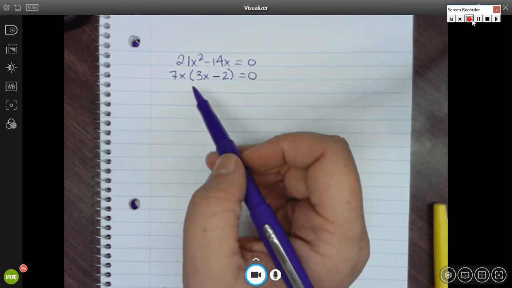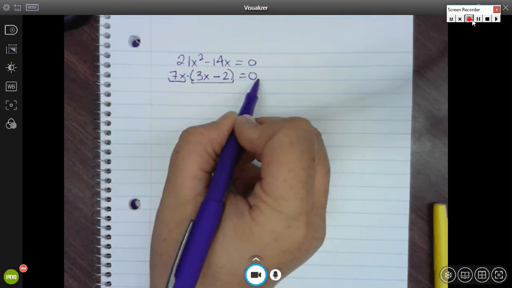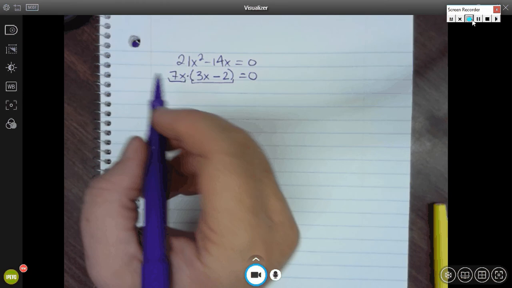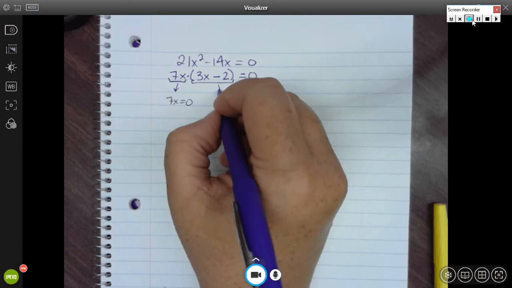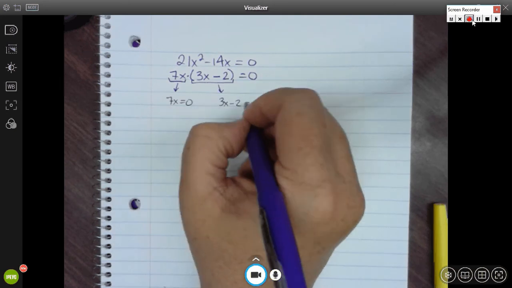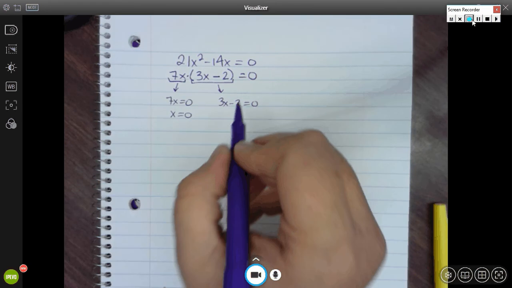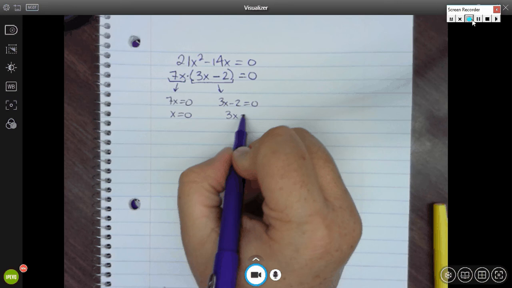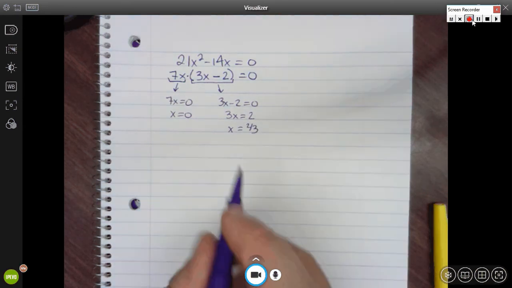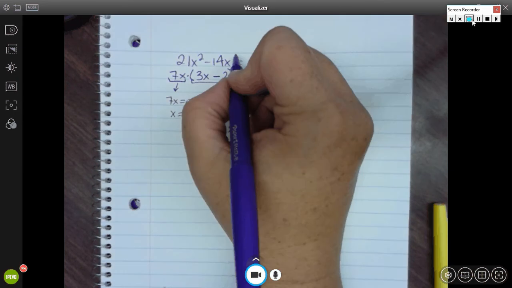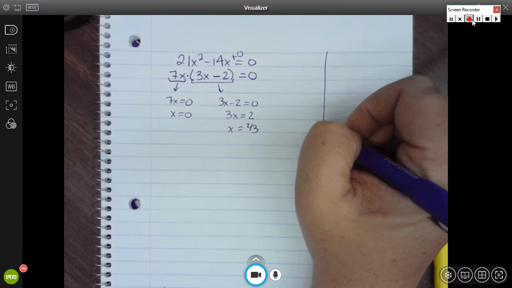So what I can do, I still have something times something to give me 0. So set those somethings equal to 0. Well, 7x equals 0. 3x minus 2 equals 0. Okay. Divide by 7. I know that x equals 0. I can add 2 and divide by 3. So x equals 2/3. So whatever else this parabola is doing, and you see the c is 0, so my y-intercept is 0. I can learn a lot from it right now.